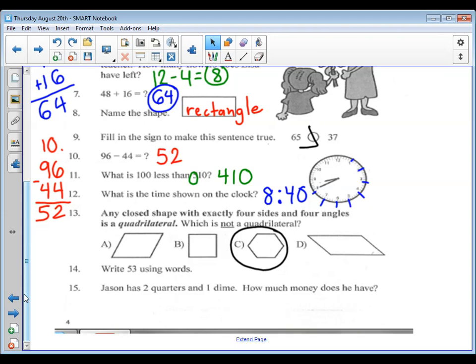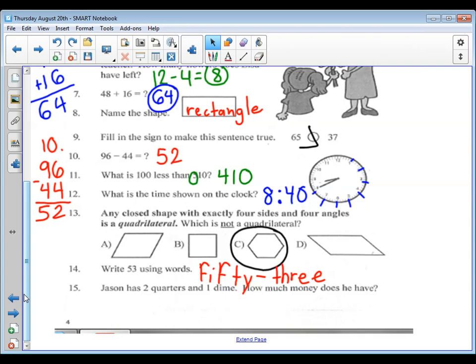Number 14 says, write 53 using words. We are going to transform this into word form. I'm going to write it right here. Hopefully, you're using your number chart to be able to help you spell this correctly. And I'm going to record it right here. Fifty-three.